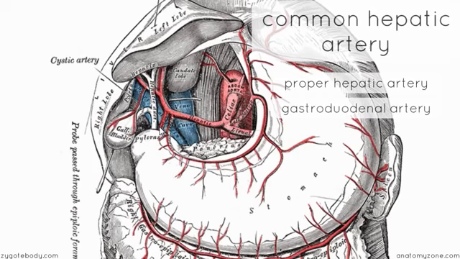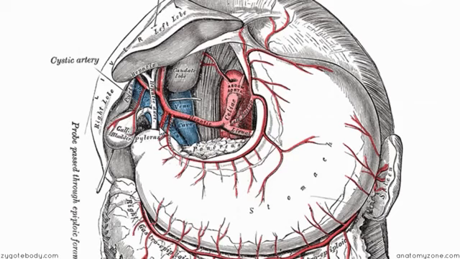So it's called the gastroduodenal artery because it gives off a branch to the stomach, the gastro part, and it gives off a branch which supplies the duodenum, so the duodenal part. So it's the gastroduodenal artery. So if you've been listening carefully to this tutorial, you'll know what this branch is here. So this is the right gastric artery, which anastomoses with the left gastric artery.